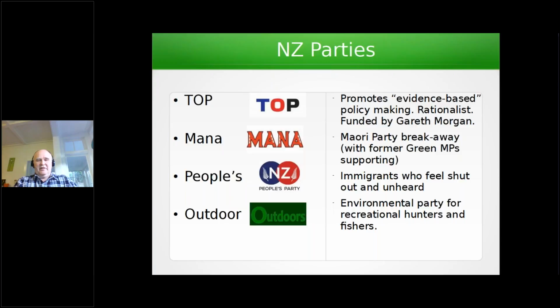I've checked out the website. I do remember hearing about them at the election. They had a reasonably small profile because they are a small party. But it's basically, as far as I could tell, Indians and Chinese who feel shut out. And they founded the NZ People's Party trying to focus and concentrate the vote of South Asian and East Asian immigrants who feel that they're just not represented in the current situation.